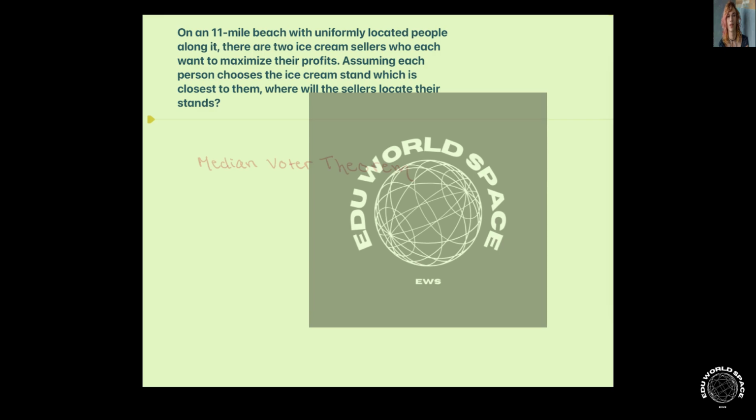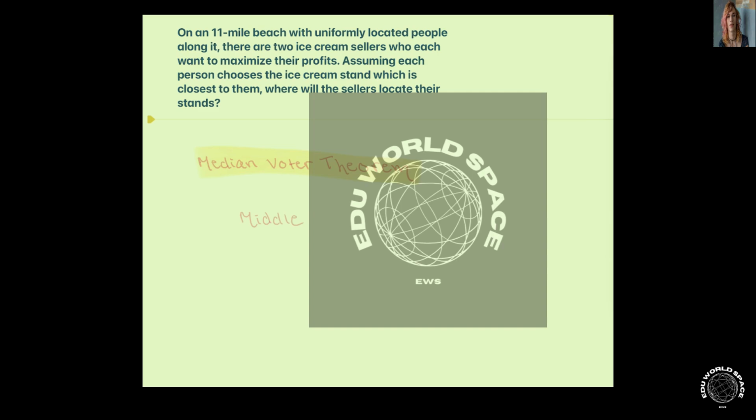So working under this assumption that each customer is going to choose the ice cream stand which is closest to them, where should these sellers locate their stands in order to maximize their profits? Well, considering this median voter theorem, this idea that people are going to choose the option which is closest to what they want, we could expect that each of these sellers is likely to place their stand right in the middle of the beach, right?